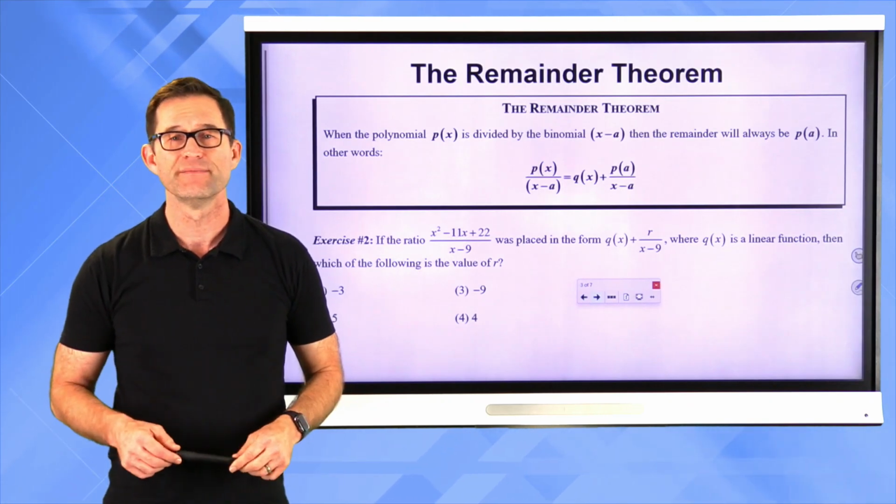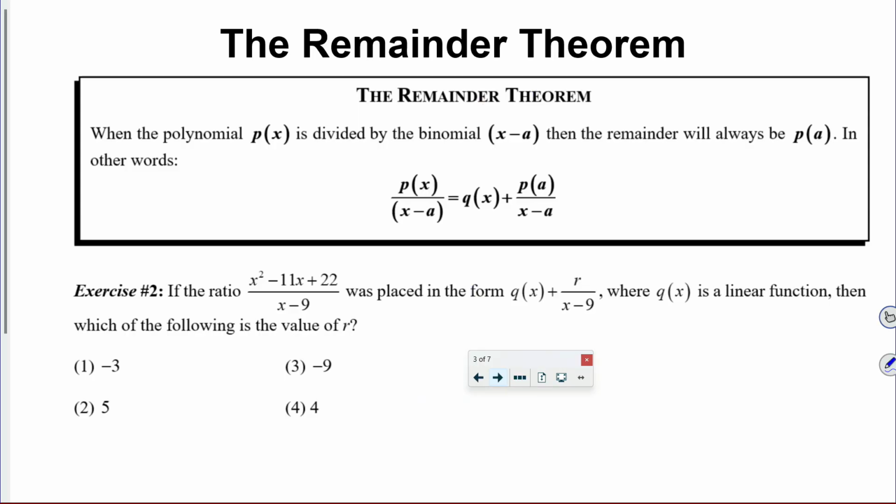Let's take a look. The remainder theorem. When the polynomial p of x is divided by the binomial x minus a, then the remainder will always be p of a. In other words, p of x divided by x minus a is equal to q of x plus p of a divided by x minus a.